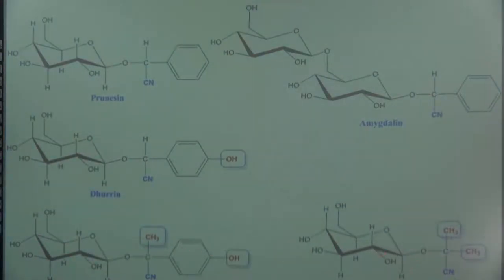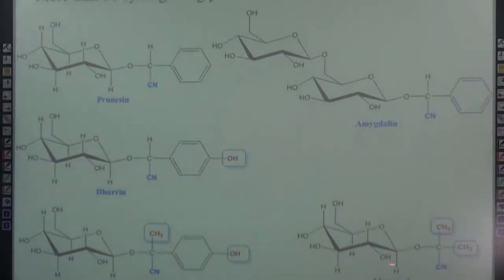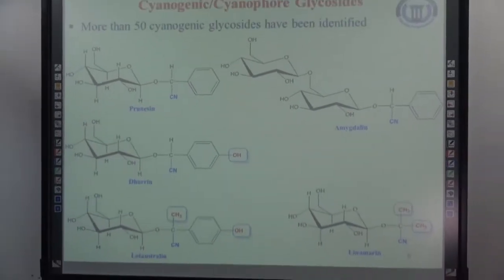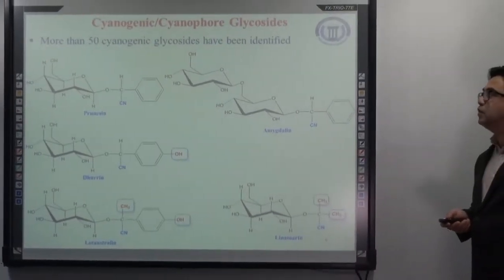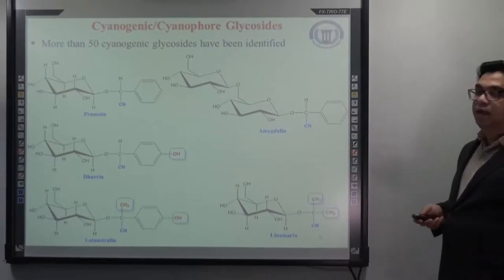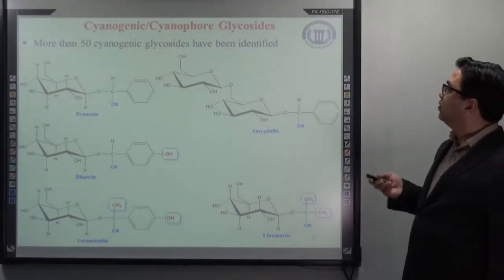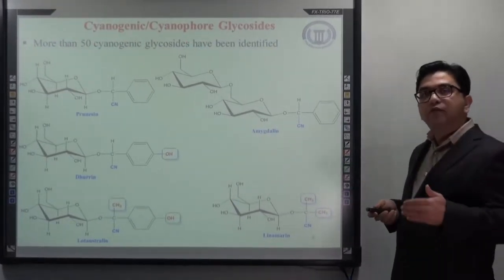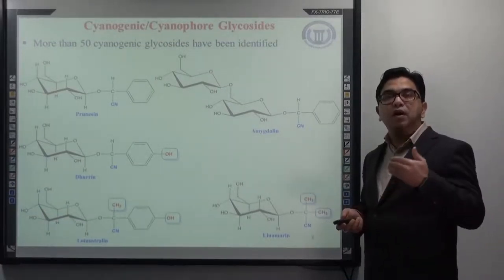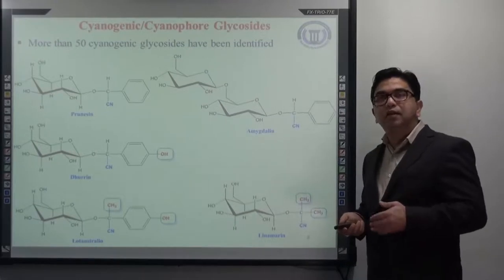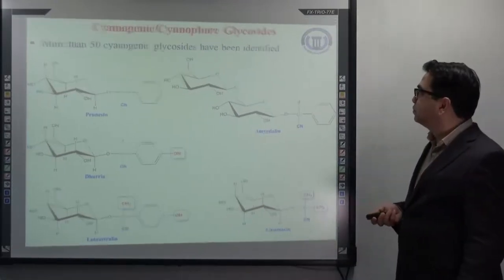And the next one is linamarin. If you look at the difference between the linamarin structure as compared to all others, the linamarin aglycone part does not contain any aromatic ring. So these are the 5 important examples of cyanogenic glycoside, and more than 50 cyanogenic glycosides have been identified so far, out of which these 5 are most importantly found in the seeds or kernels of various fruits and other plants as well.